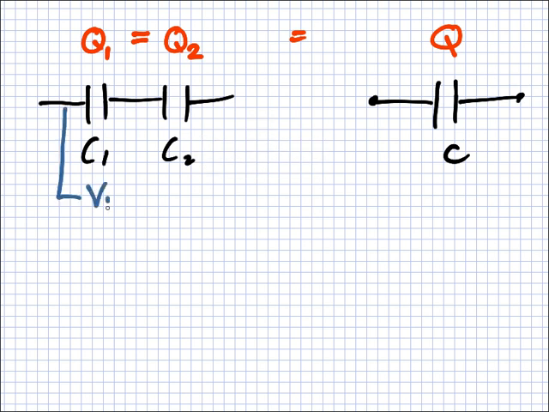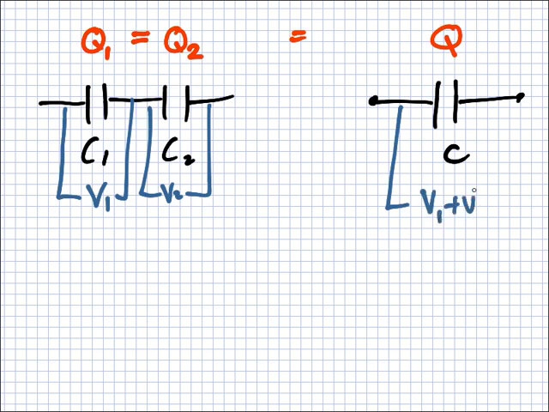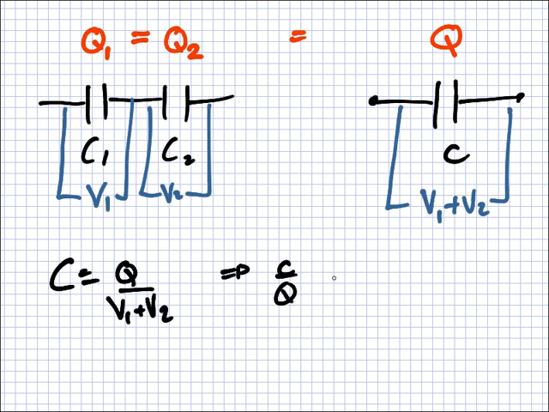Okay, so this one has a voltage, V1, and this one has a voltage, V2. And we learned in simple circuits, this one has a voltage, what would it be? V1 plus V2. So C is Q over V1 plus V2. So then that means 1 over C is V1 plus V2 over Q, because I just bring the Q down here.